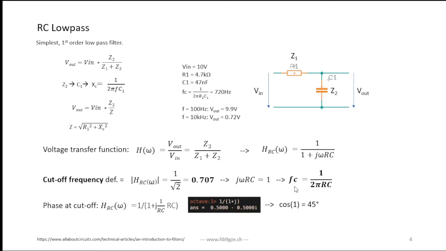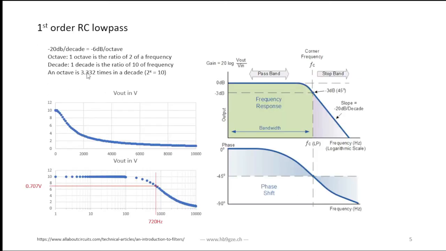So that's the simplest RC circuit. It's also called a first order low pass, and a first order low pass filter is, as we said, defined by this corner frequency FC. There it starts to roll off. There it has a minus 3 dB point, or at the same time 45 degrees phase shift, and then it drops. The signal gets attenuated with 20 dB per decade.